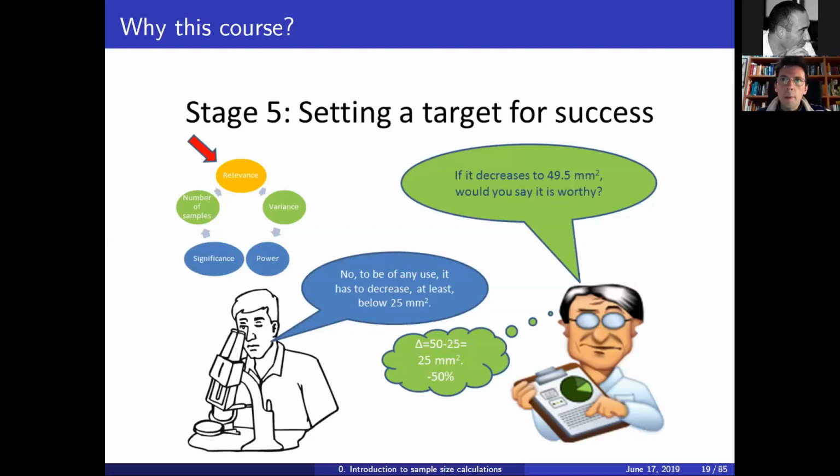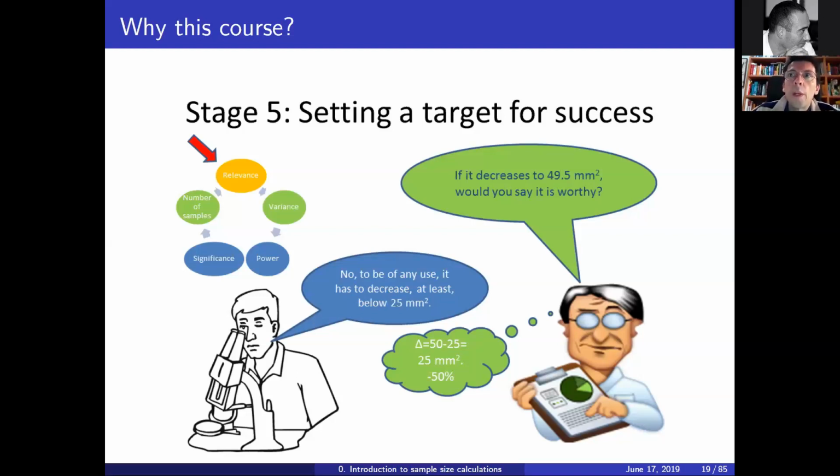Would you do an experiment just to detect this small change? Probably not. Probably you want to see a decrease of at least one half. So the area of the lesion has to go down from 50 to 25. Okay, so this is the relevance. This is the effect size that you want to detect, the difference between the control situation and what you would like to see.